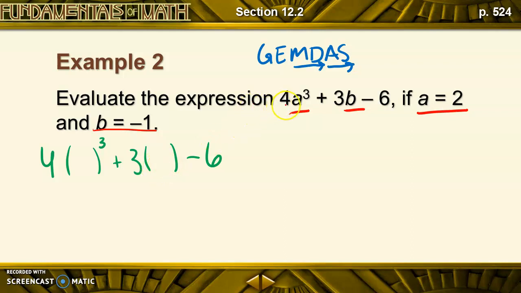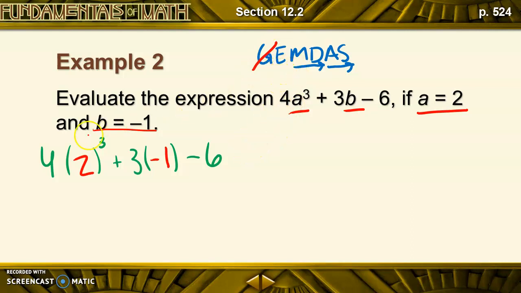It says 4 times a cubed, so that means that a should go in the first parenthesis. That means if a is equal to 2, we're going to put a 2 right there. Now, we're going to evaluate for b. If b is negative 1, we're going to put a negative 1 right here. Now we're going to follow our order of operations. Do we have any grouping symbols? Yes, but can we do any work inside them? No, 2 is just by itself, and negative 1 is by itself, so we don't need to use that one.